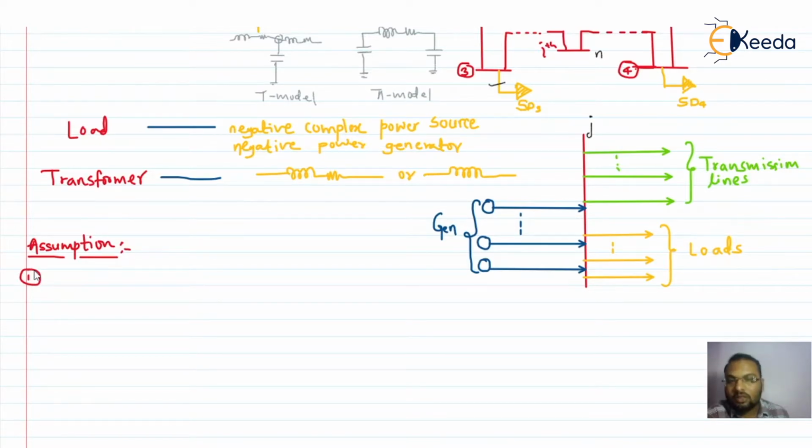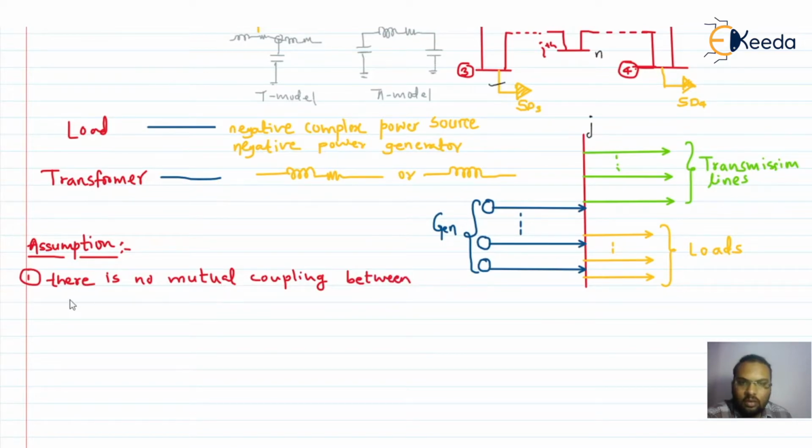What are those assumptions? The first assumption is that there is no mutual coupling between the transmission lines. Okay, this is the first assumption, that there is no mutual coupling between the transmission lines.